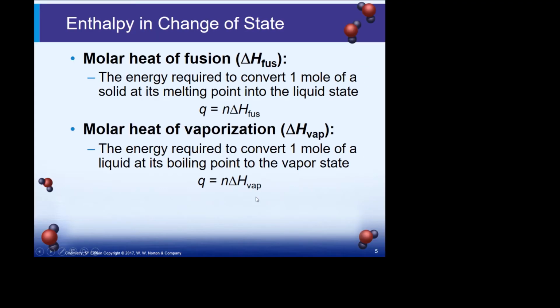So as we look at this equation, it's important to recognize what each of the variables represents. Q represents the amount of heat transferred. n represents the number of moles that we want to convert from the solid phase into the liquid phase. And delta H of fusion tells us the amount of energy required to convert 1 mole of that material from the solid phase into the liquid phase.